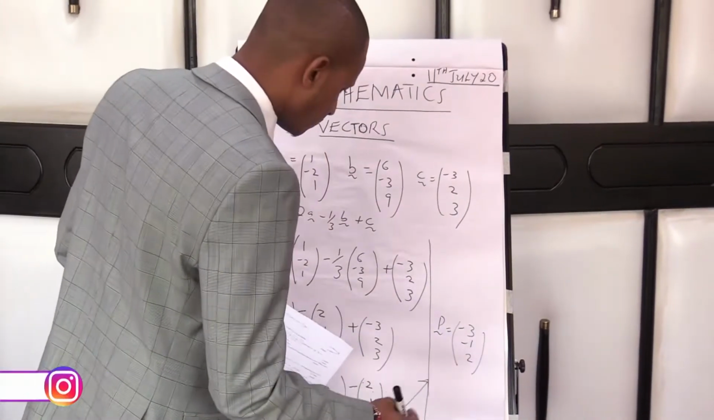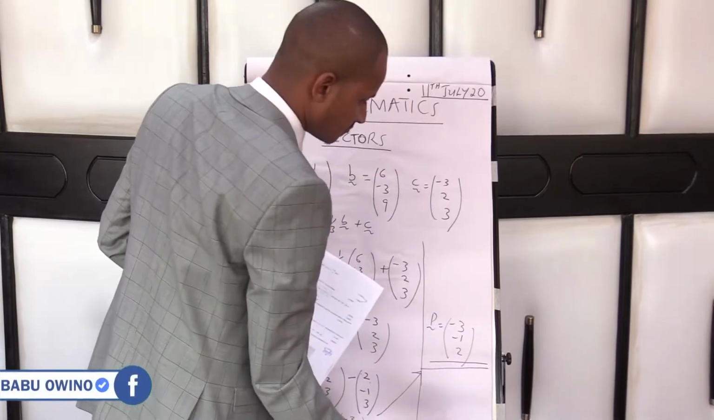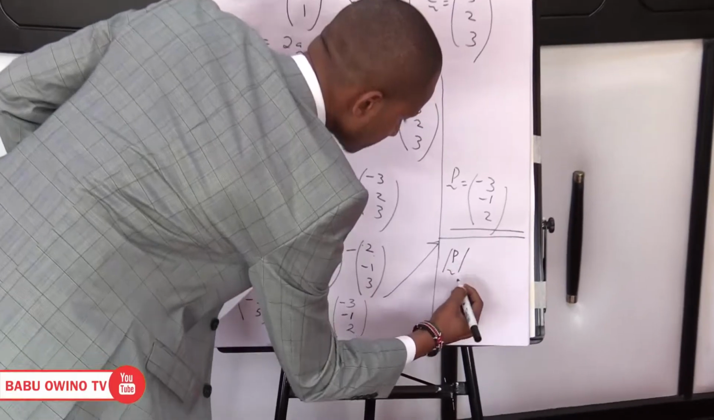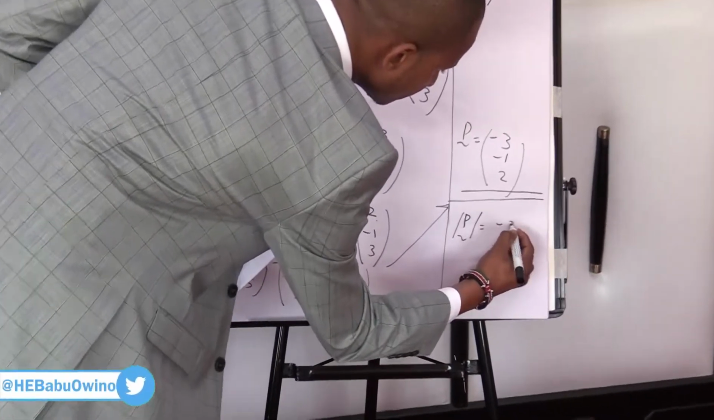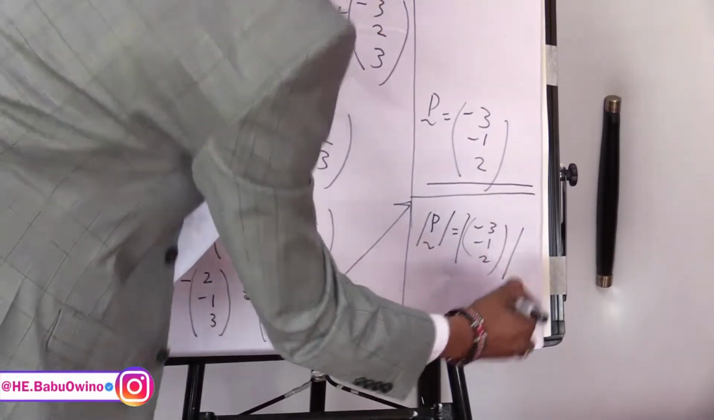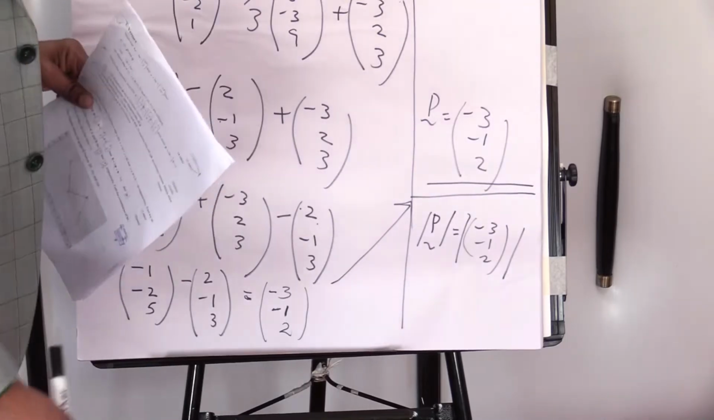Determine the magnitude of P. So this is the value of P. In getting the magnitude of P, you write it as P with that sign to show the magnitude, then minus 3, minus 1, 2. That sign means magnitude or length or modulus.